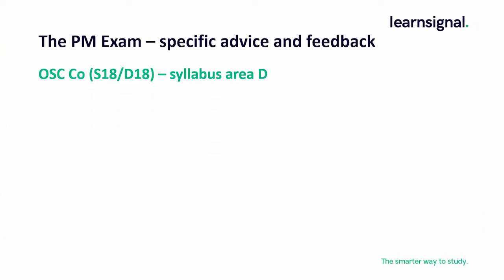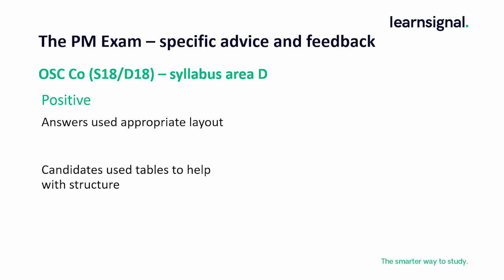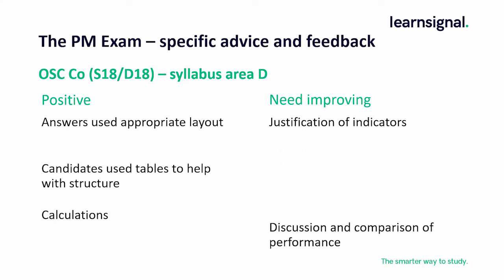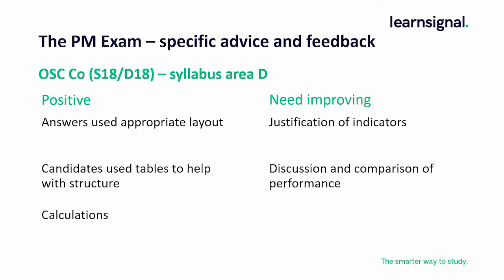So for the OSC company question, what was done well? Answers were laid out using the correct structure, candidates who used tables to help with structure performed quite well, and calculations were good. But what can be improved? Justification of chosen performance indicators needs to be provided, and also discussion of the comparisons of MSC and OSC performance is not to the level required.